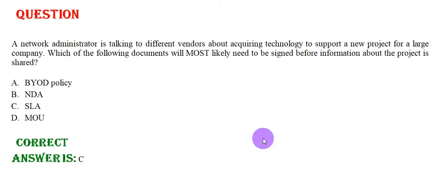A network administrator is talking to different vendors about acquiring technology to support a new project for a large company. Which of the following documents will most likely need to be signed before information about the project is shared? Option A, BYOD policy. Option B, NDA. Option C, SLA. And option D, MOU. The correct answer is option C.